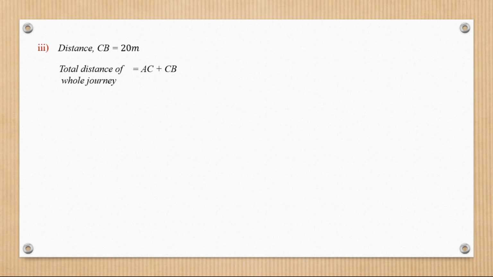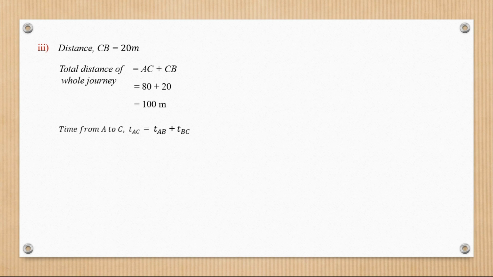So remember that he moved from A to C, which is the first outward journey, and then moving back from C to B. So that's the total distance of the whole journey, which is now going to be equal to 80 plus 20. And then we know the total distance of the whole journey is now 100 meters.